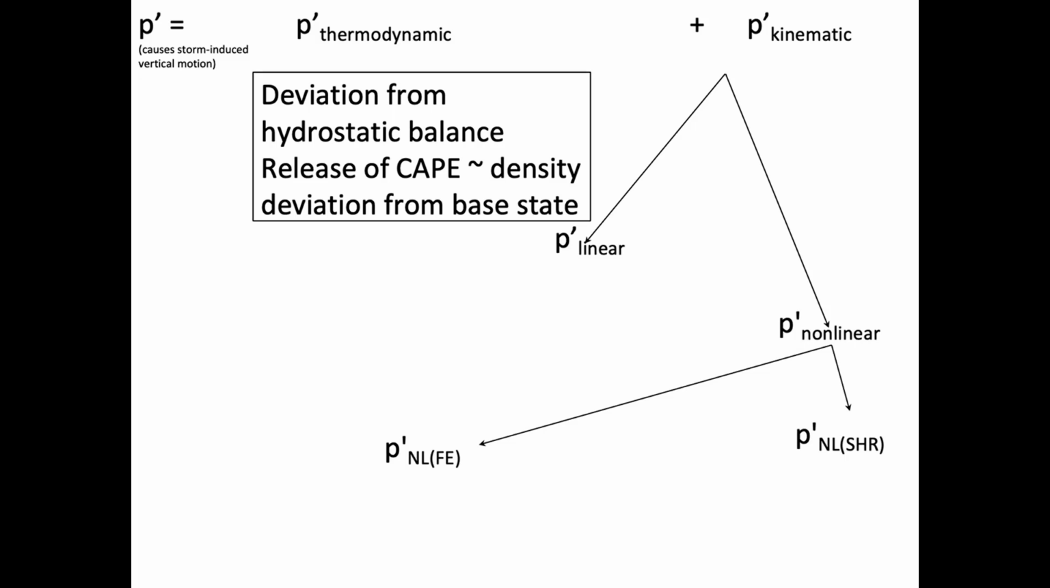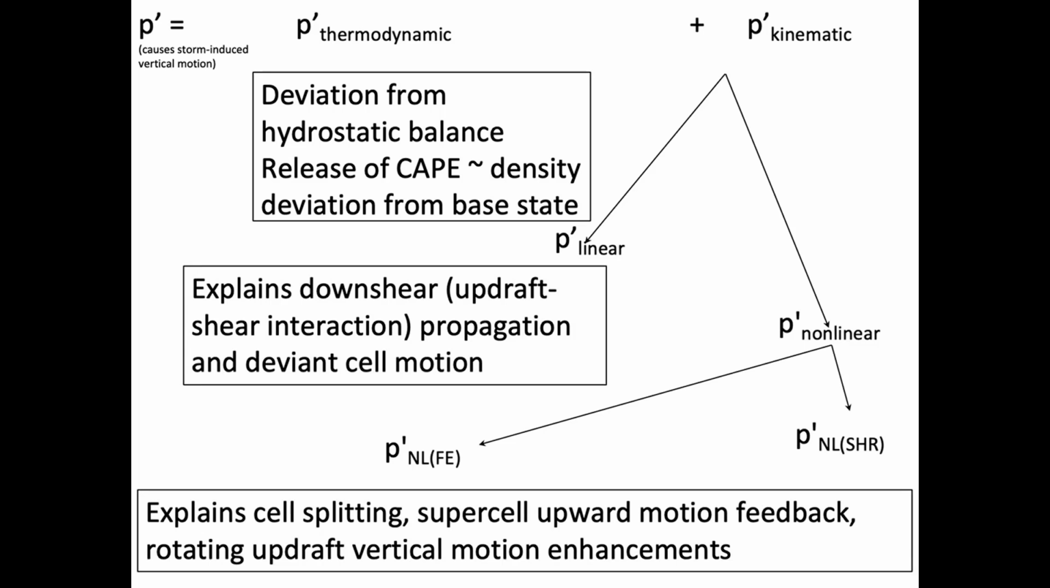And again, these perturbation pressures can come about thermodynamically when we're talking about deviation from hydrostatic balance, that is, one in which we're going to have a parcel of air being less dense than its surroundings, with the presence of buoyancy or convective available potential energy. And then also perturbation pressure that is not a thermodynamically driven component, but rather a kinematically driven component, supporting the dynamic lifting from the vertical shear and the updraft interaction therein.